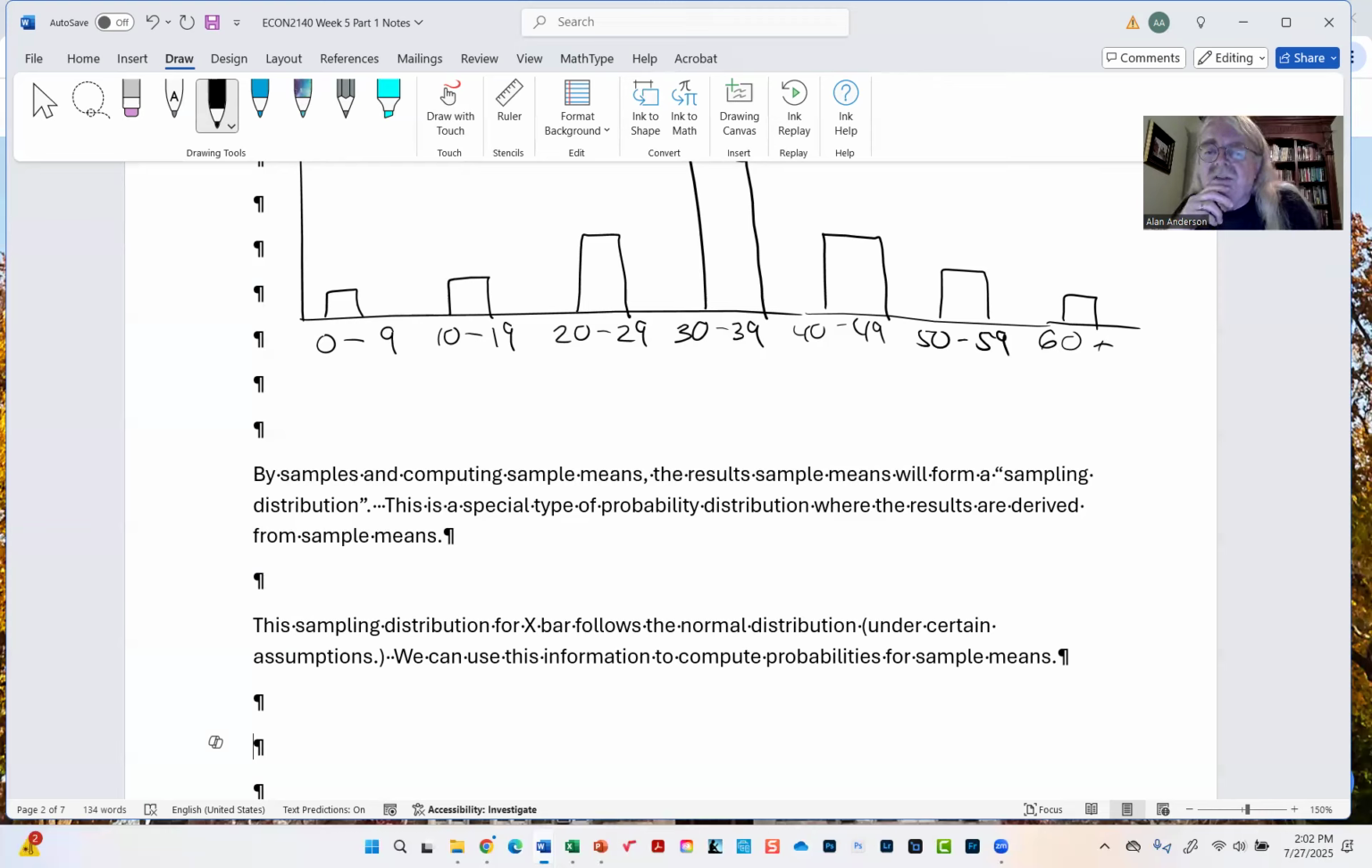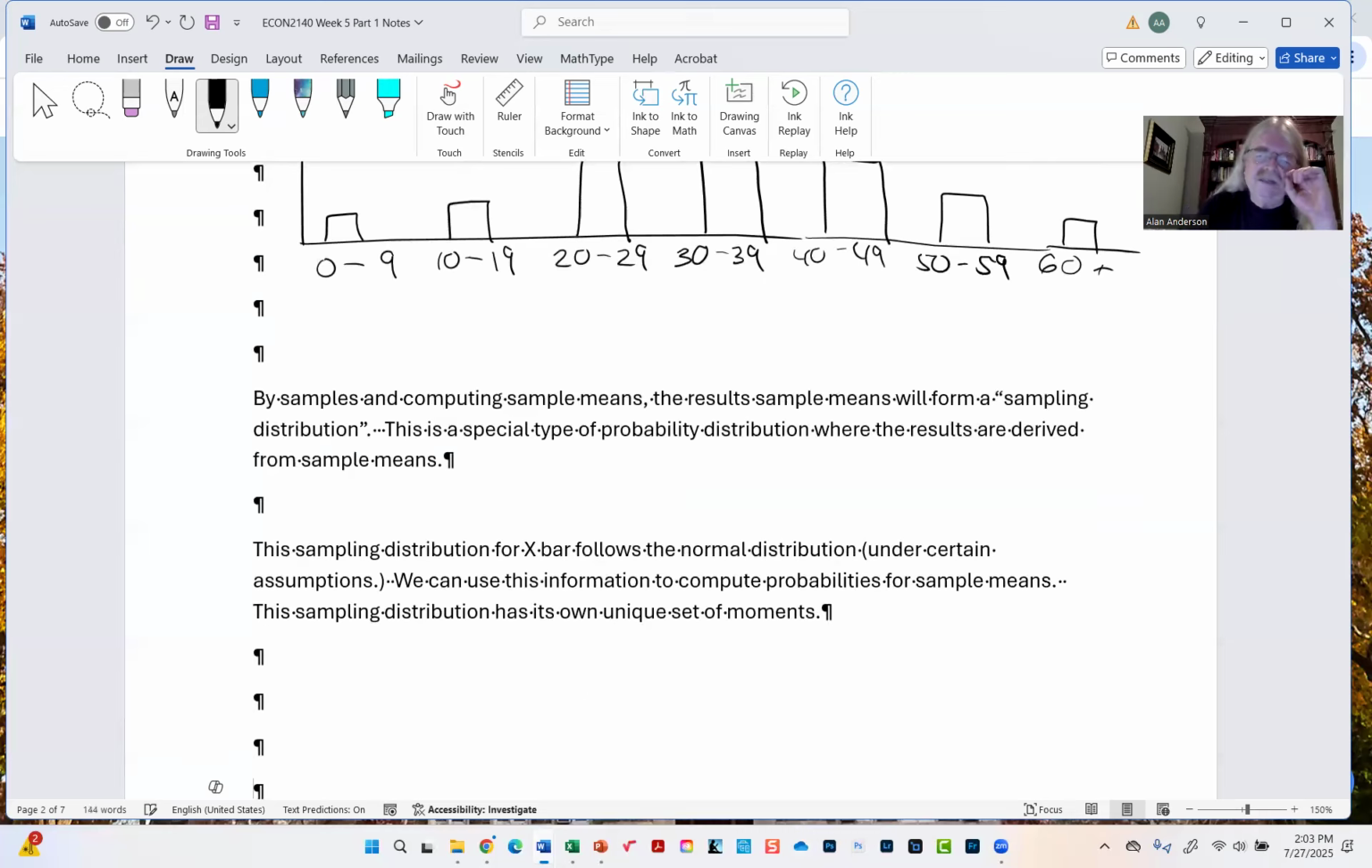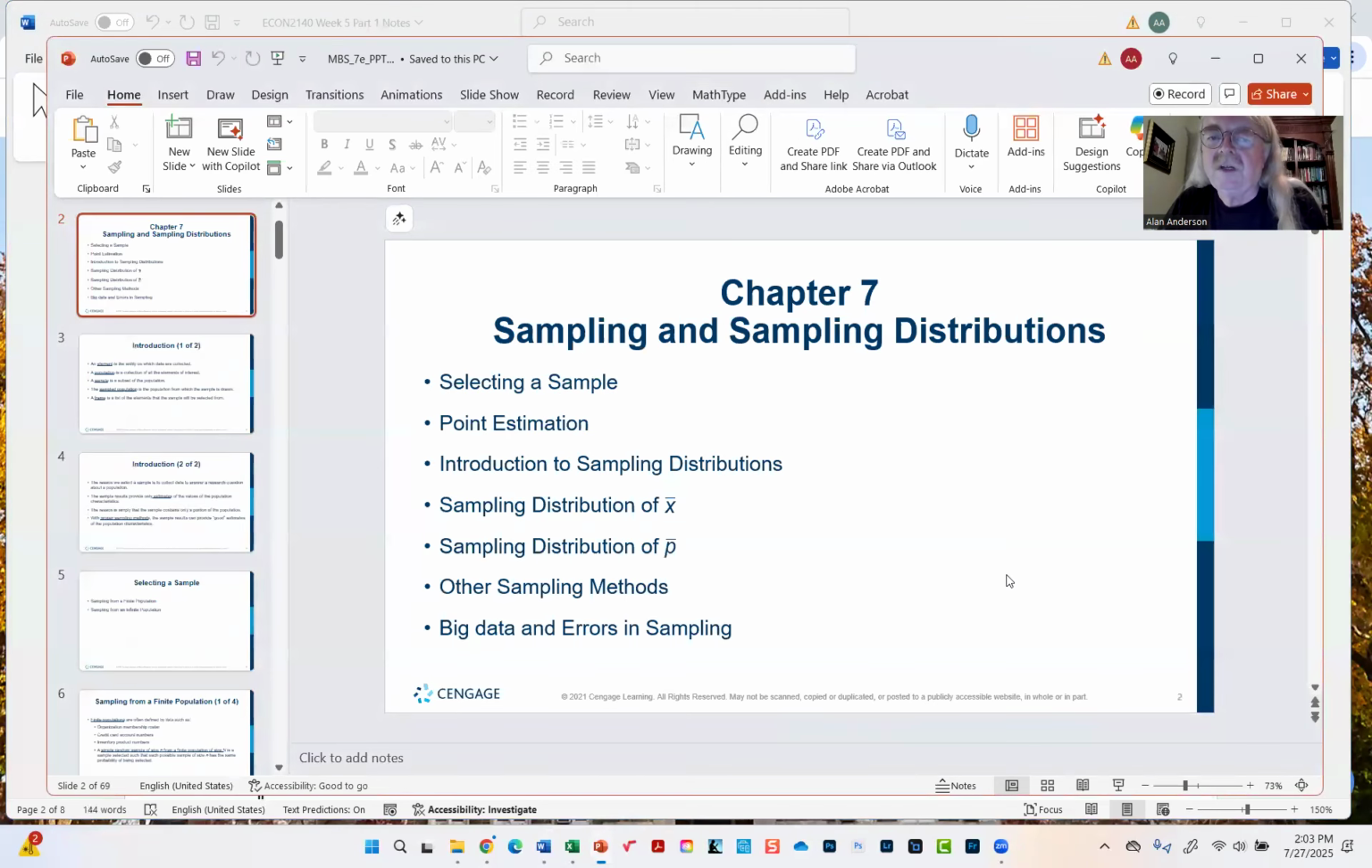But anyway, the bottom line here is that this distribution of sample means follows the normal distribution, which means we can calculate probabilities. And it also means that this distribution, the sampling distribution, has its own unique set of moments. So anyway, let's see how this works. This is just background so you can see where we're going.